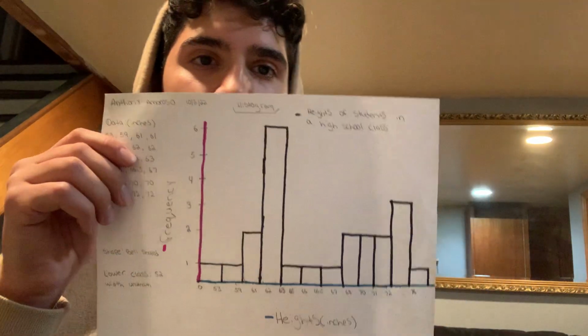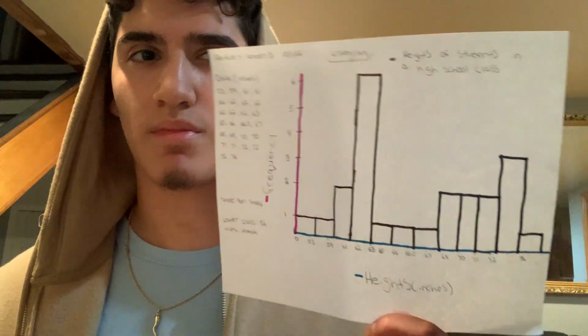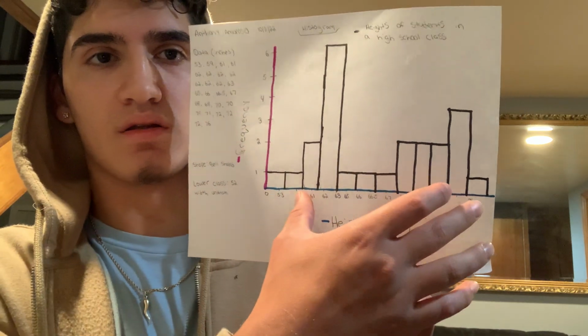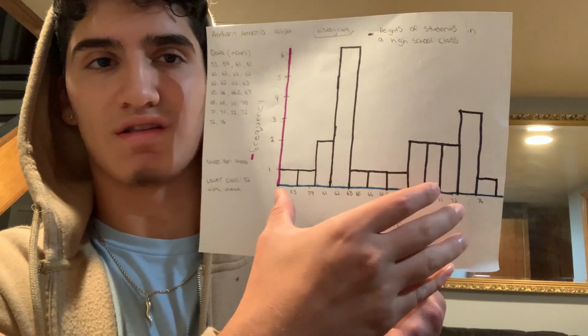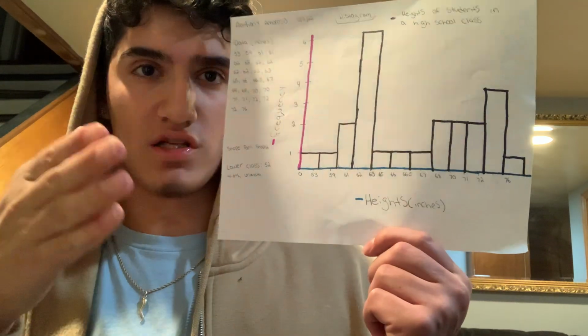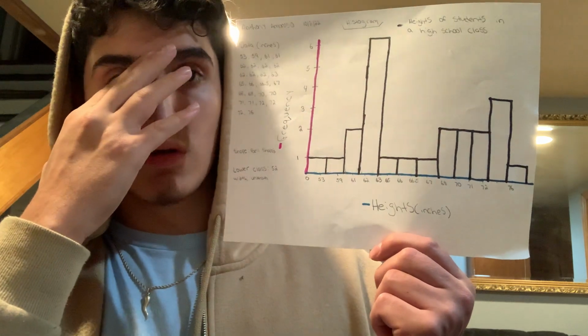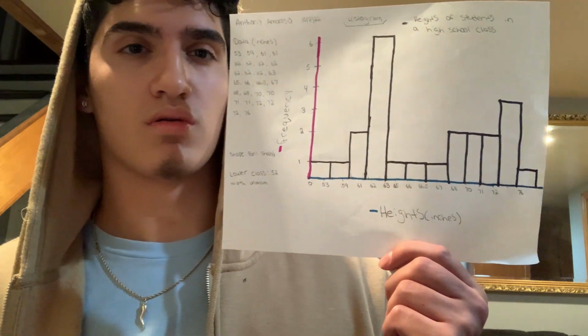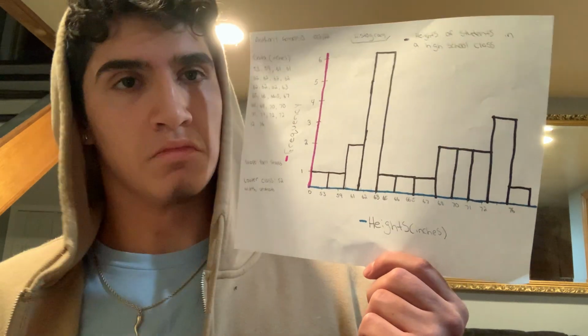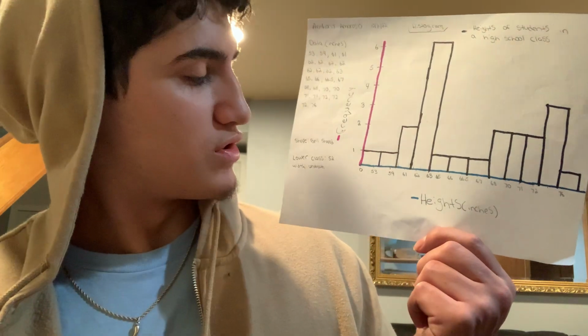I decided that this histogram is bell-shaped just because the graph isn't skewed left or skewed right. To me, it looks as straight as possible, but I decided to go with bell-shaped. I think that fits the graph the most.